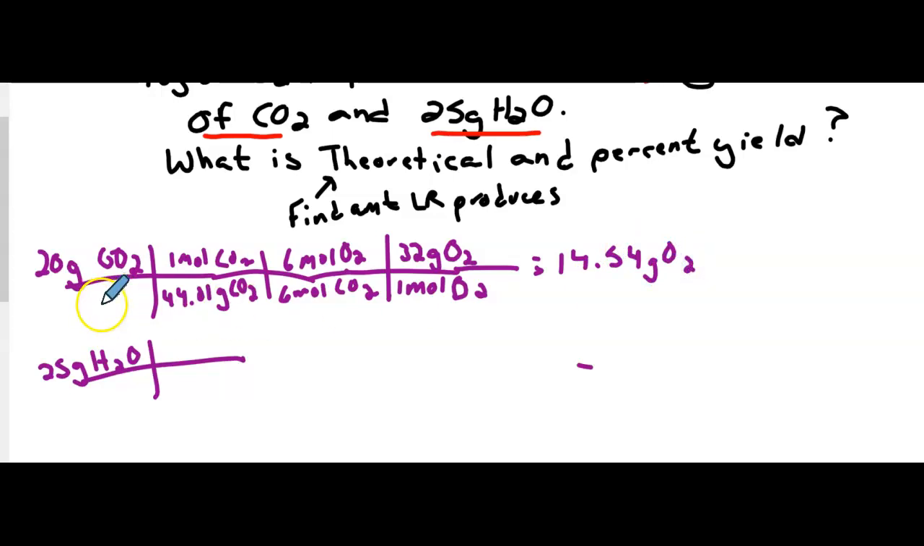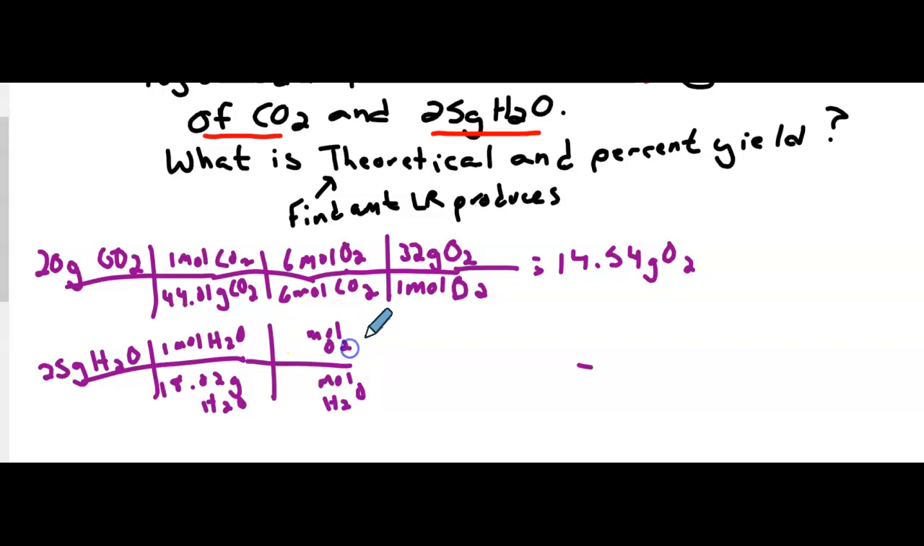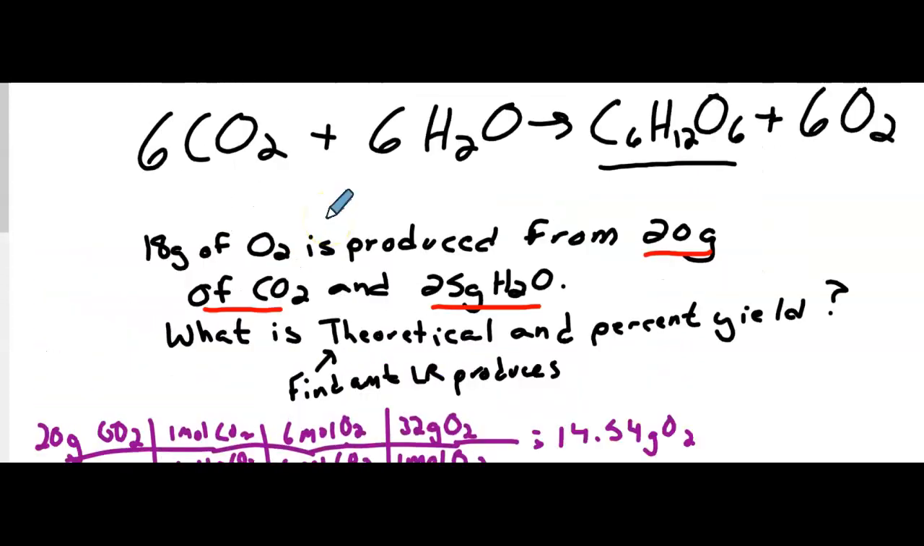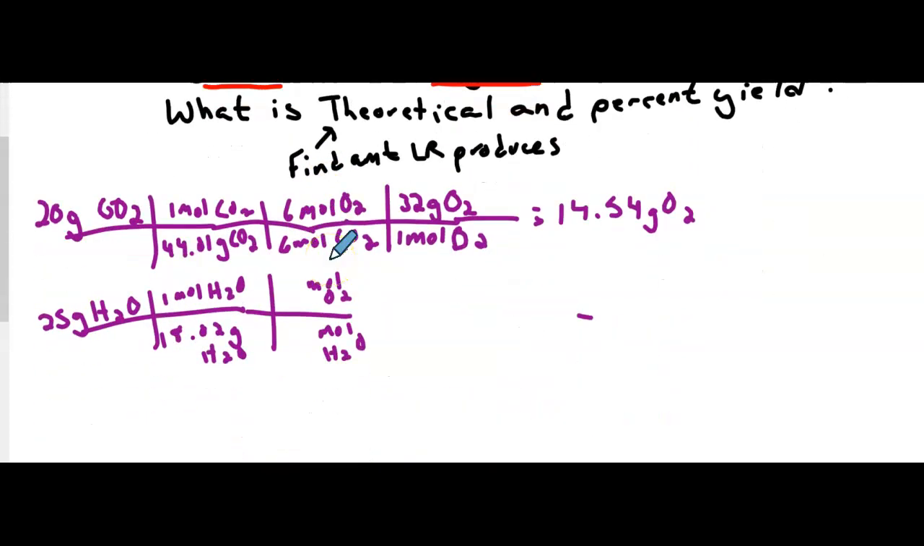Produced from 20 grams of CO2. We've got to do the same thing with H2O. Molar mass, 1 mole. Then our mole ratio, moles of H2O to moles of O2. H2O is also 6, so we've got a 6-to-6 ratio again, which is really 1-to-1. And we're going to take that out to the mass of our O2.